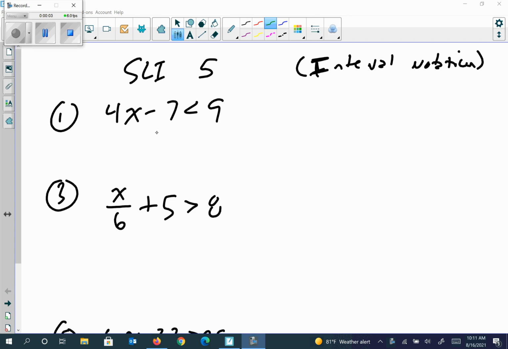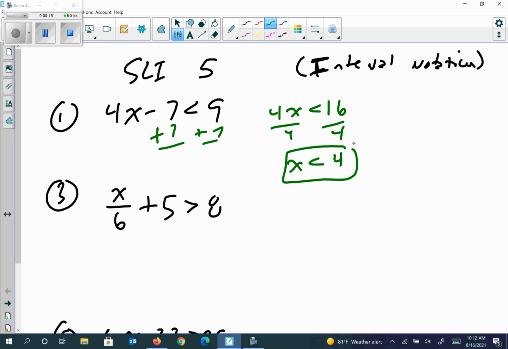Alright, so line number 5, algebra 1. So we're going to add 7 to both sides of the inequality. So you wind up with 4x is less than 16. Divide each side by 4. So we find that x is less than 4 because 16 over 4 is 4. Interval notation, so this is going to negative infinity. So if we read from left to right, negative infinity to 4, it's a round bracket at 4.